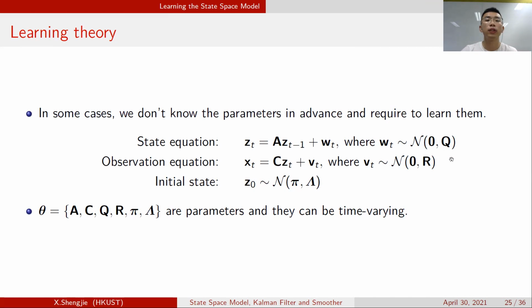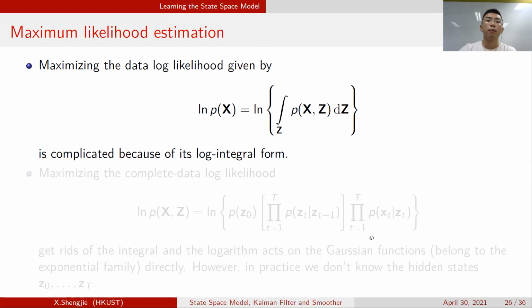And we may not know the covariance of the noise either. So we need to learn these parameters from our training data to help us build a complete state-space model. And these parameters can also be time varying. So the problem is how we learn them.